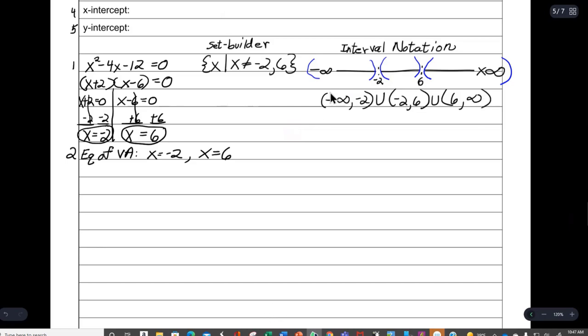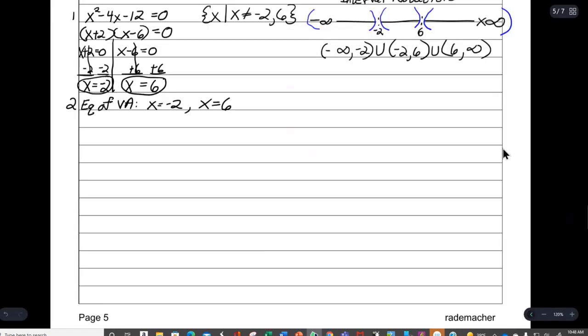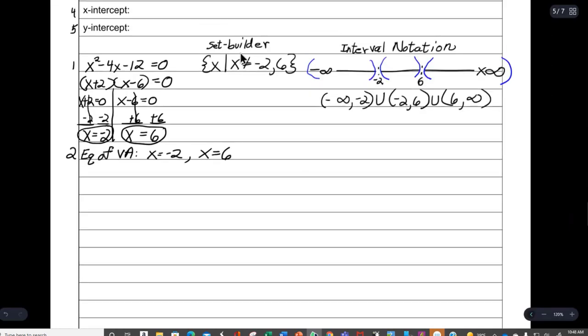So let's read that again. Paren, negative infinity, comma negative 2, paren, union, paren, negative 2, paren, comma, 6, paren, union, and paren, 6, comma, positive infinity, paren. So we have answered questions 1 and 2. We've written in set builder notation and in interval notation what the domain of this function is, and we've written the equations of the vertical asymptotes.